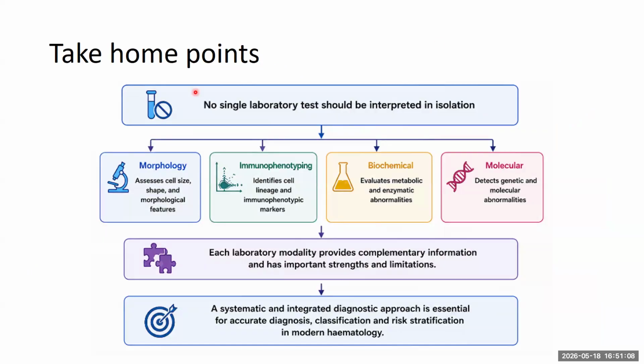So some of the take-home points of this talk are that no single lab test should be interpreted in isolation. Accurate hematological diagnosis requires integration of the clinical findings with morphology, immunophenotyping, biochemical tests, and molecular investigation. Each lab test provides complementary information and has important strengths and limitations. And a systematic and integrated diagnostic approach is essential to ensure accurate diagnosis, classification, and risk stratification in modern hematology.